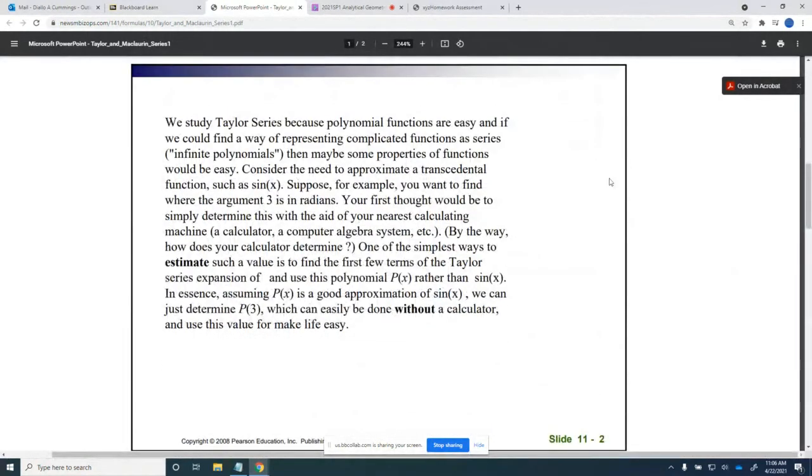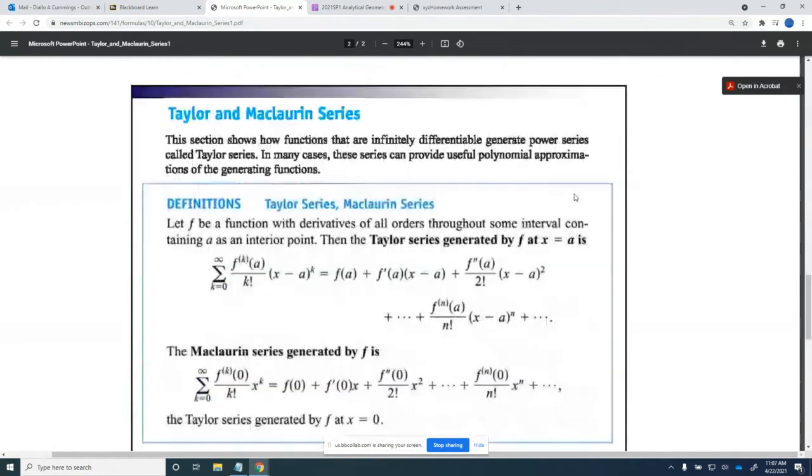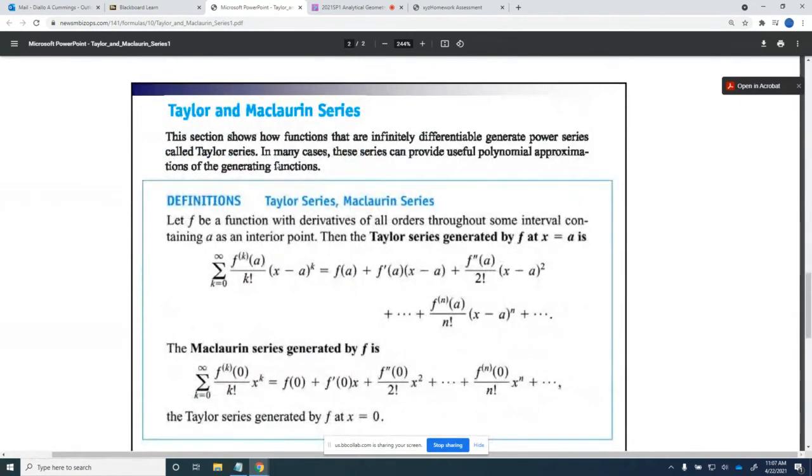And just to give a little background on this, we study Taylor series because polynomial functions are easy to work with, if we can find a way of representing a complicated function as a series of infinite polynomials. And we can do this by what are called Taylor and Maclaurin series. So in this section, we're going to show how functions that are infinitely differentiable, so what that means is you have a function and you can find its derivative infinitely, which means you can find the first derivative, second derivative, third derivative, so on and so forth, generate power series that are called Taylor series.